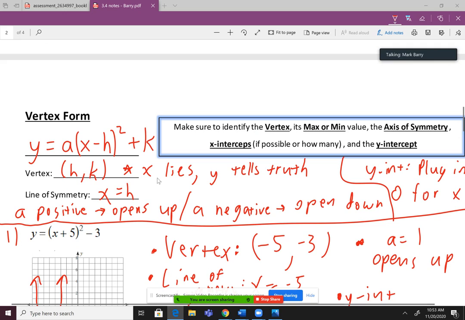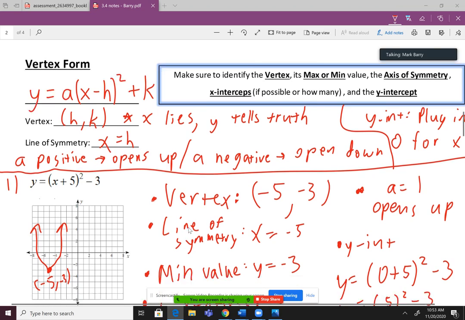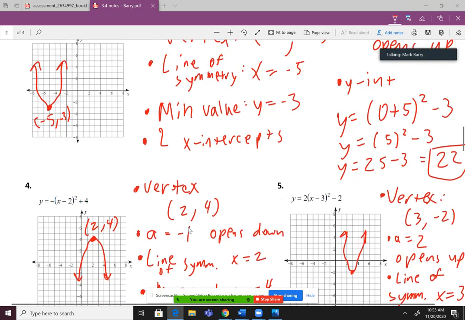All right, so we start off with vertex form. That's y equals a times x minus h squared plus k. And in vertex form, it was really easy to see the vertex, correct? So we know that x lies and y tells the truth, and so we can really just look at it and see the vertex, okay?